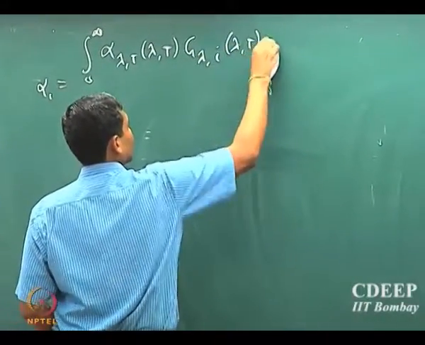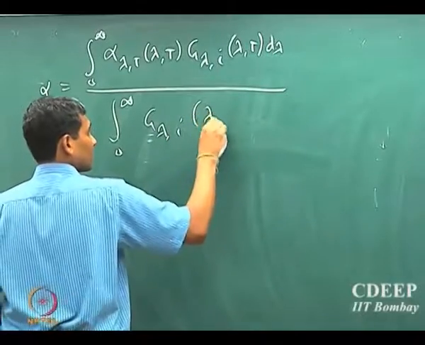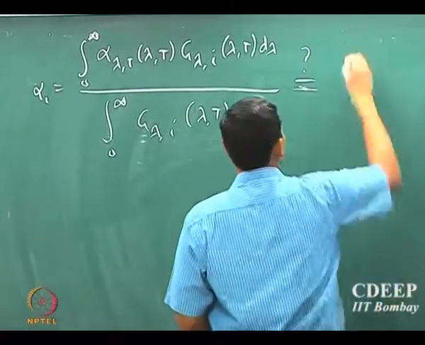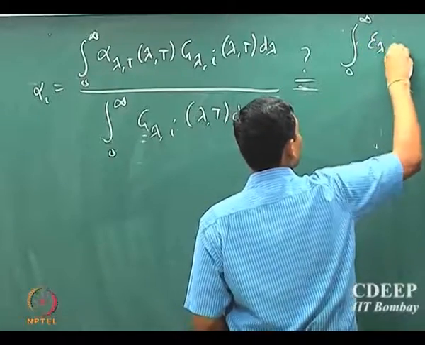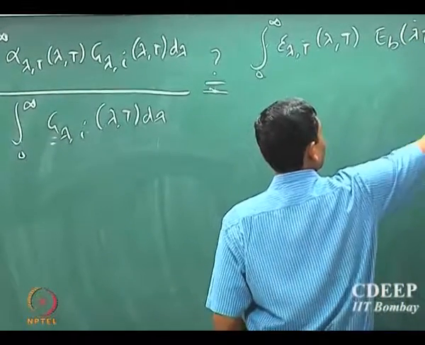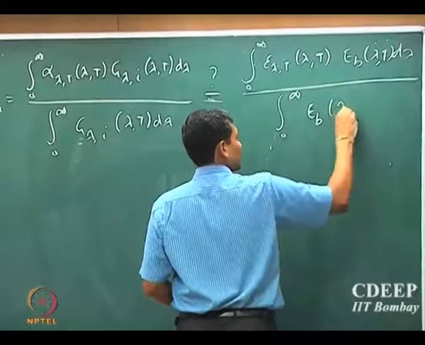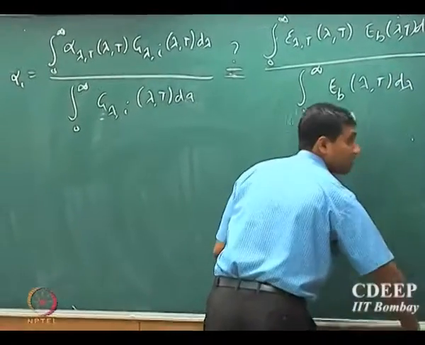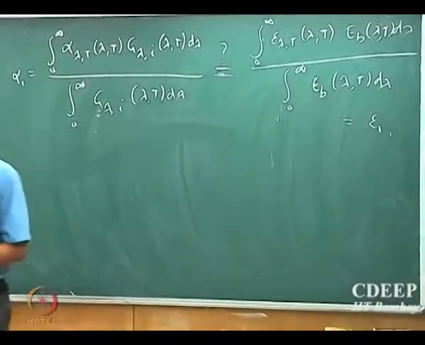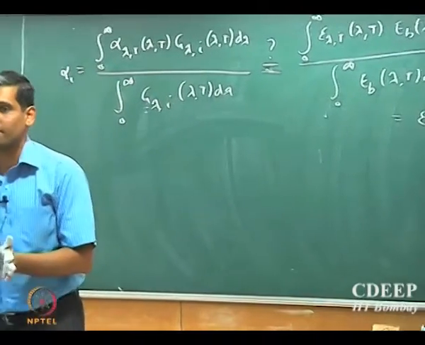So, alpha 1 is the integral from 0 to infinity. The question is, when is that equal to the integral from 0 to infinity of epsilon lambda, divided by... When are these two quantities equal? This is the total emissivity, by definition. So, if G lambda I is not black body radiation, when are these two equal?